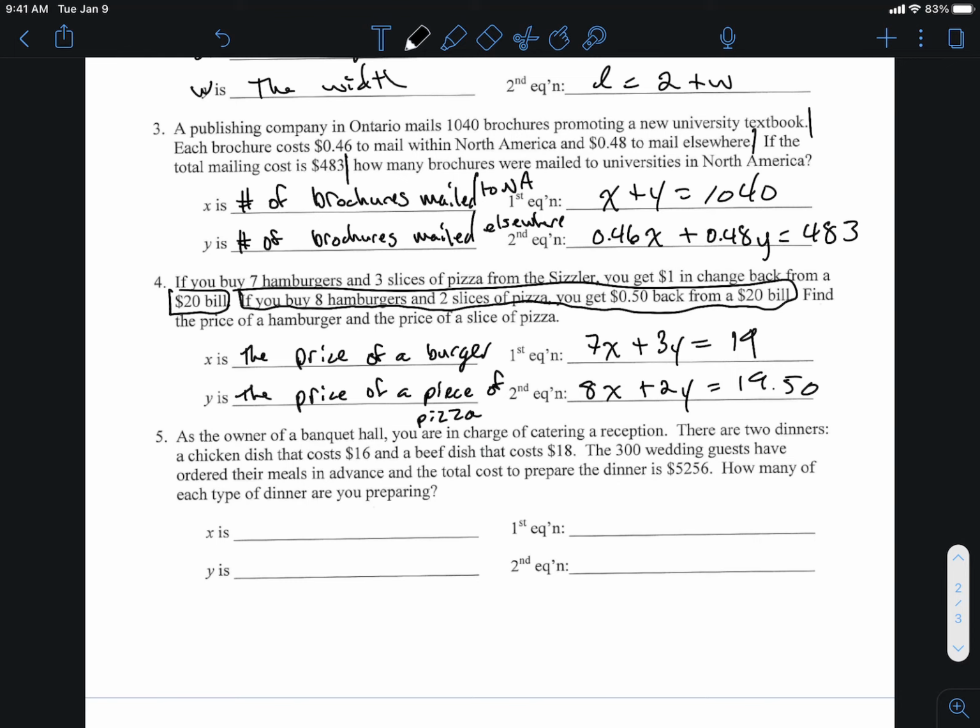So as the owner of a banquet hall, you're in charge of catering a reception. There are 2 dinners, a chicken dish that costs $16 and a beef dish that costs $18. The 300 wedding guests have ordered their meals in advance, and total cost to prepare the dinner is $5,256. How many of each type of dinner are you preparing?